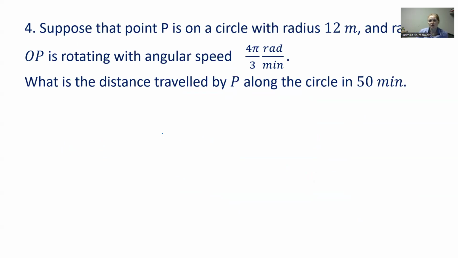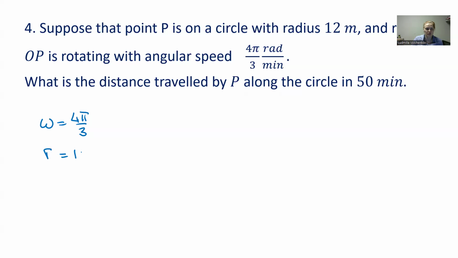Suppose that point P is on a circle with radius 12 meters and ray OP is rotating with angular speed 4 pi over 3 radians per minute. Angular speed is 4 pi over 3, radius is 12. And what is the distance traveled by P along the circle in 50 minutes? Time is 50.